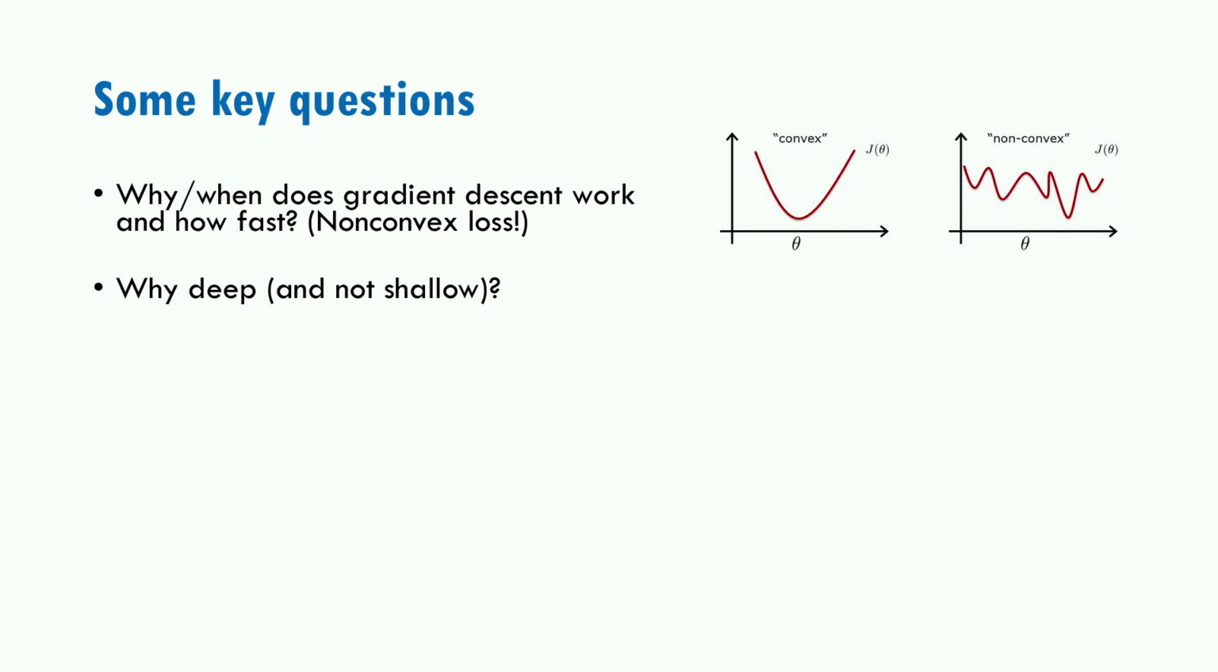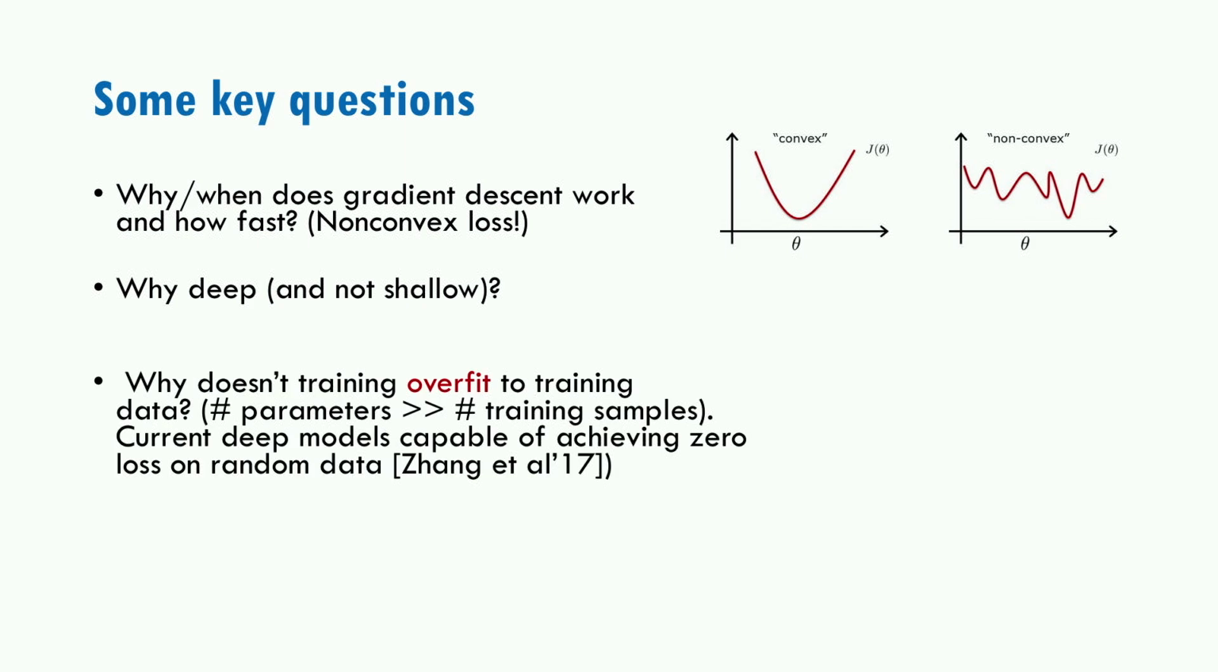You could define this architecture with 2 layers, 20 layers, 200 layers, 2,000 layers. People have done all of that. And deep actually generally helps if you do it the right way. So why does it help? We'll see some reasons next time. Here's a very interesting question: why doesn't training overfit to training data?